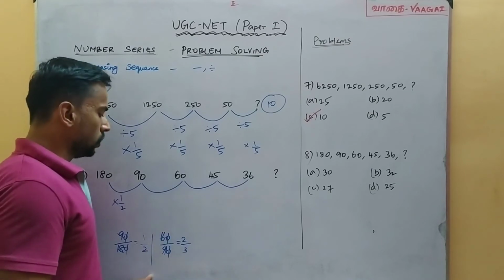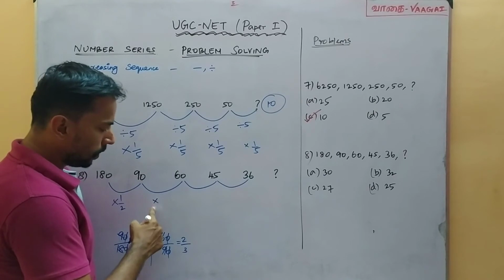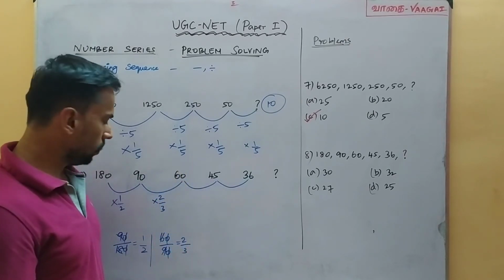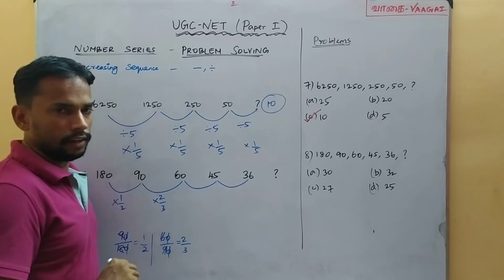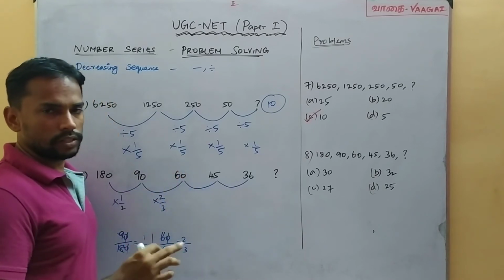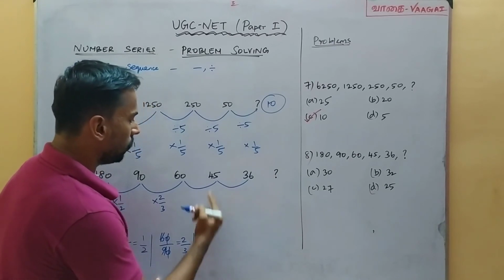So that means what I can tell here is this 90 has to be multiplied with 2 by 3 to get this 60. Is the point clear? So here I did 180 into 1 by 2. That gave me the second term 90. And 90 into 2 by 3 is giving me the third term, which is 60. Yeah, let's continue. And next is 45 and 60.